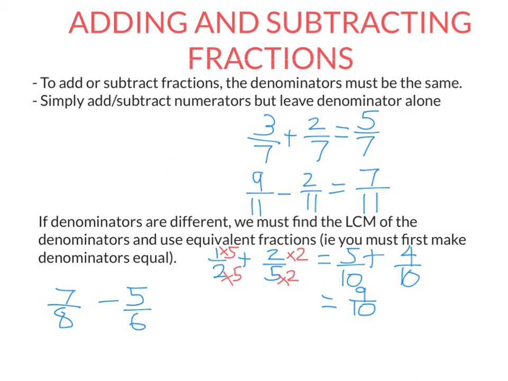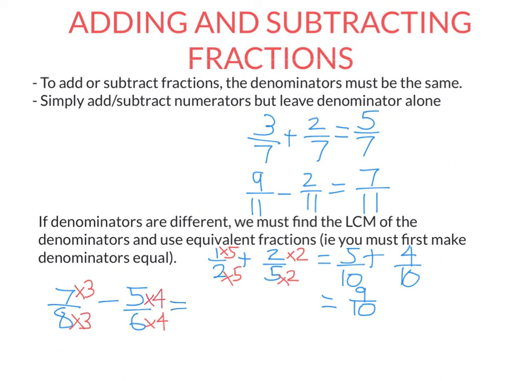So what do I need to do to make this denominator 24? I need to times it by 3. If I times the bottom by 3, I must also times the top by 3. So over here, remember, the lowest common multiple of 8 and 6 is 24. What do I times by 6 to get to 24? Well, that answers 4. So 6 times 4 is 24. So if I times the bottom by 4, I must also times the top by 4.